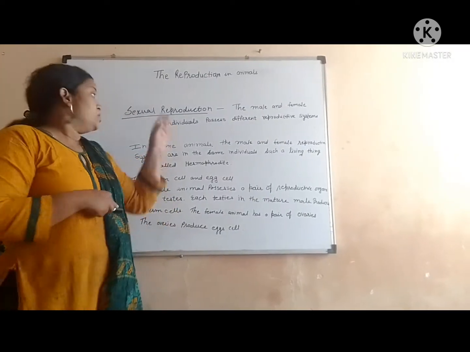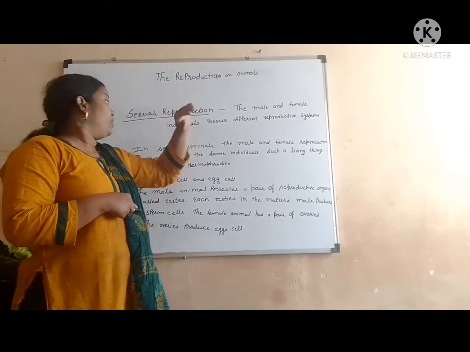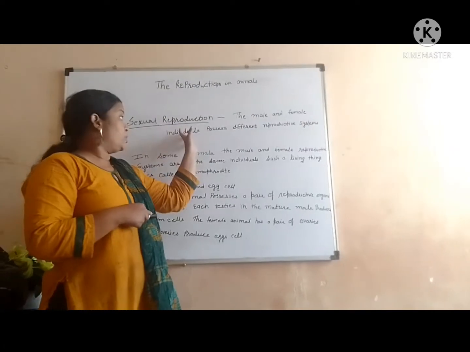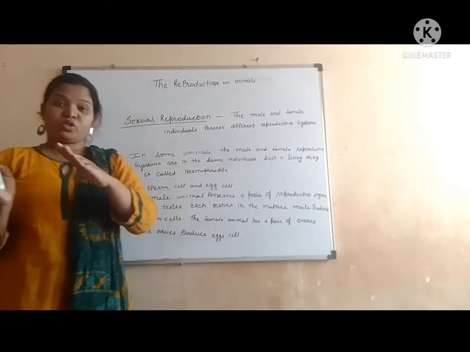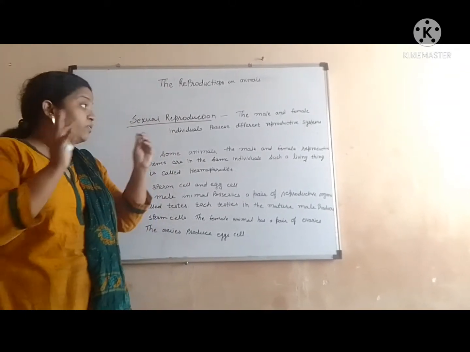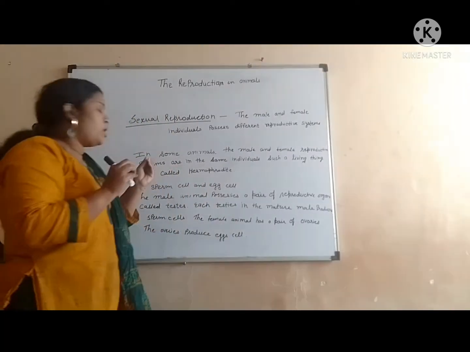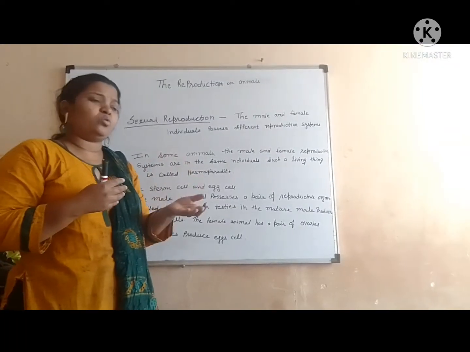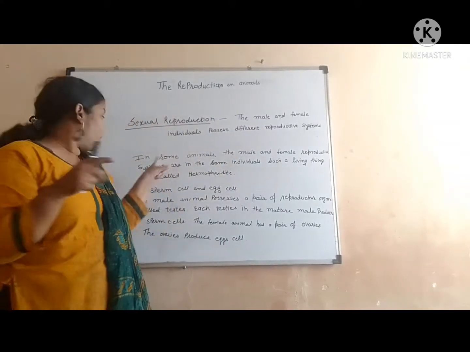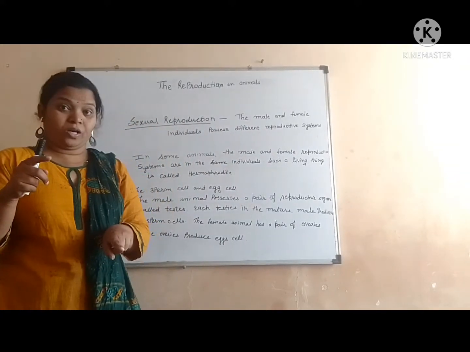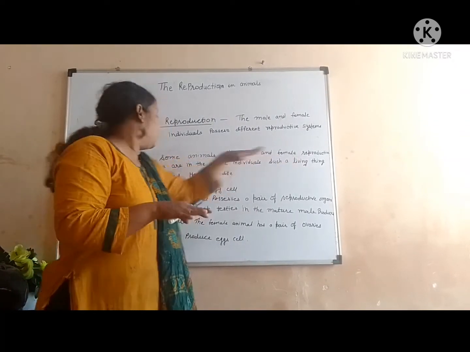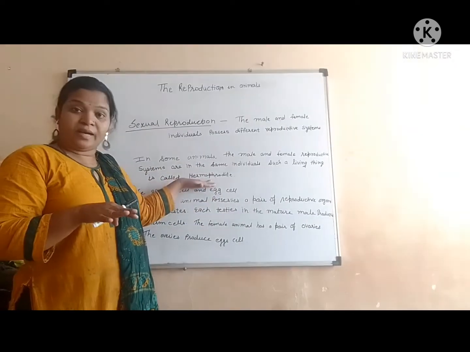The next topic is sexual reproduction. The male and female individuals possess different reproductive systems. Now, in some animals like earthworm or garden snail, the male and female reproductive systems are in the same individual. They occur in the same body. Such living things are called hermaphrodites.